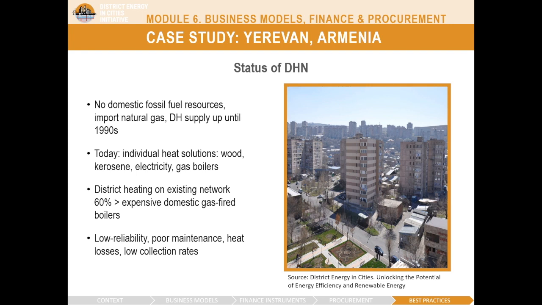From 1996, gas supply improved and primary energy prices were liberalized. But district heating remained unused due to low reliability, poor maintenance, and significant heat losses, up to 50% in Yerevan's Avan district, which were related to extremely low payment collection rates in the first place, as consumers opted instead for individual gas boilers and electricity. A 2006 assessment found that centralized heat production using the existing district heat networks was approximately 60% more expensive than individual gas-fired heaters.